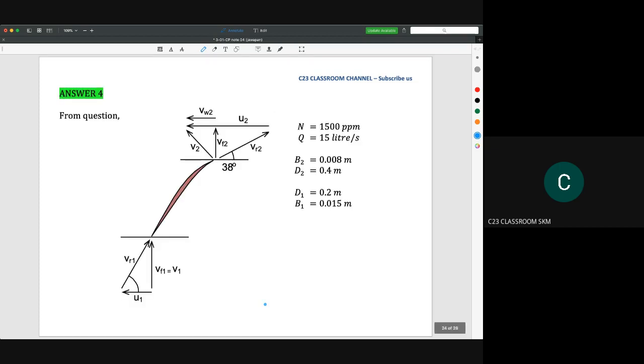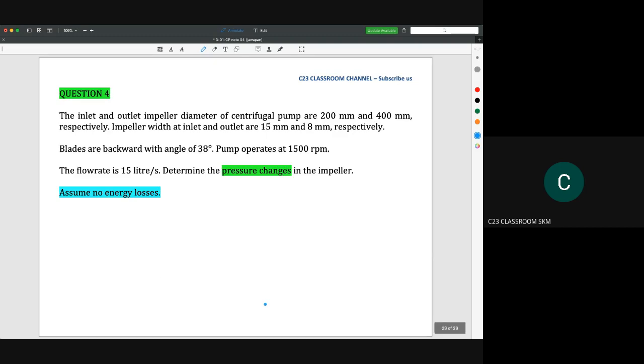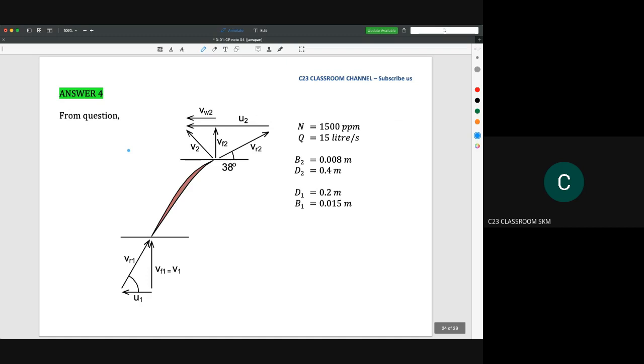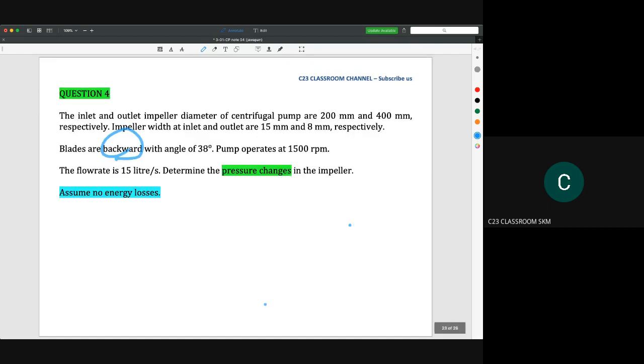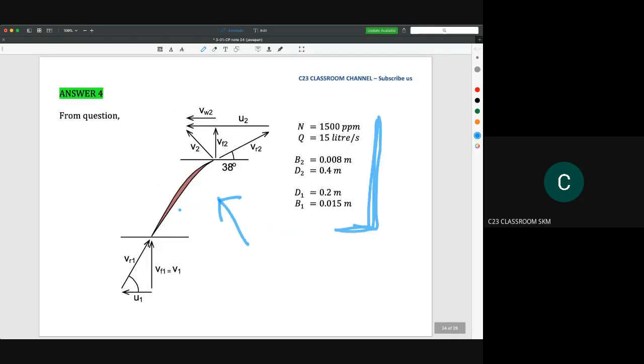Okay, so from the question, we have a backward blade here, so we have 38 degrees. Then we could draw the velocity triangle like this one and list all the parameters. Because there is no whirl at the inlet, it should be a statement that there is no velocity of whirl. Let's assume that there is no turbulence at the inlet, so we could draw the velocity triangle like this one.